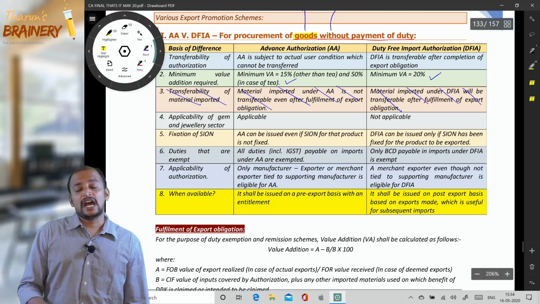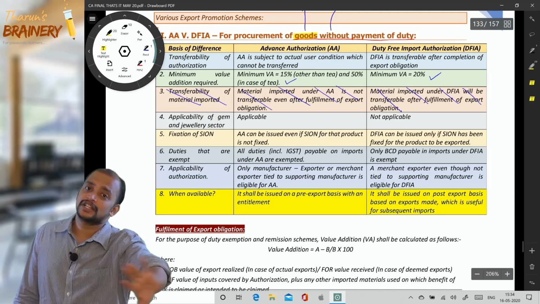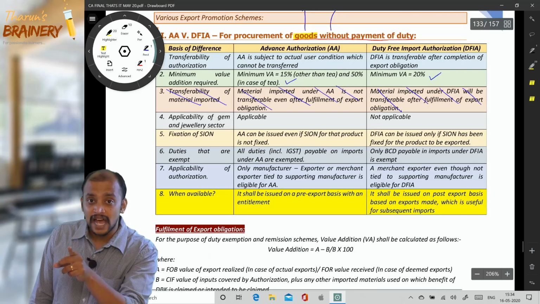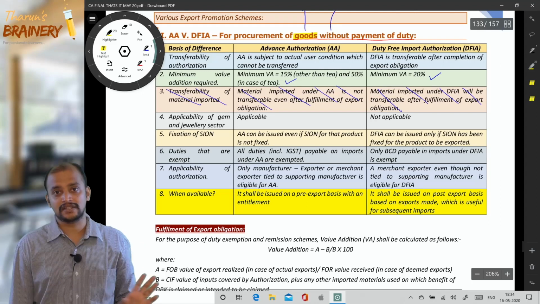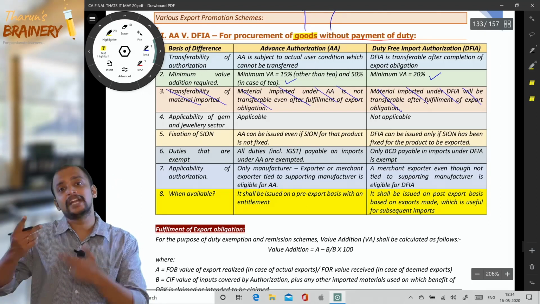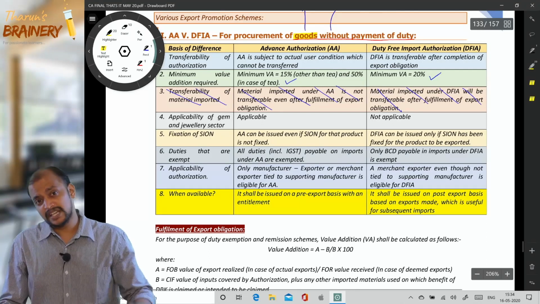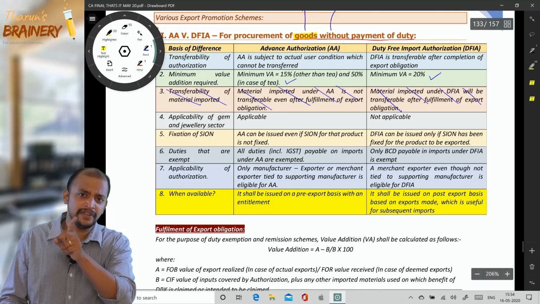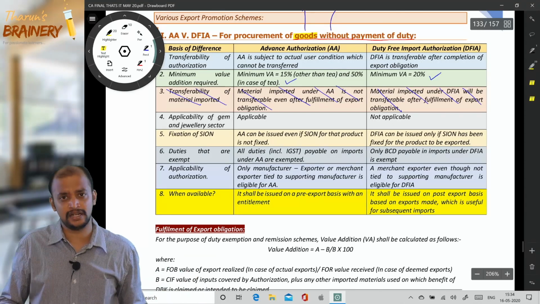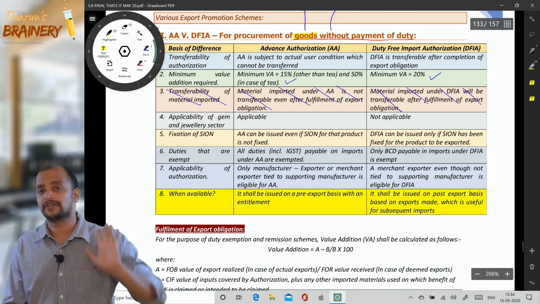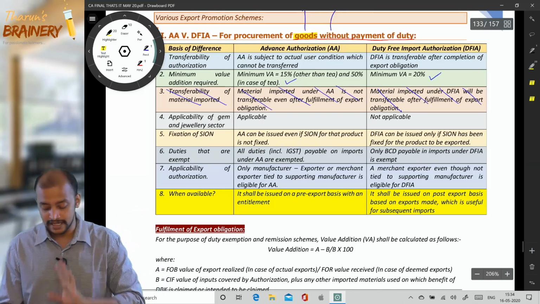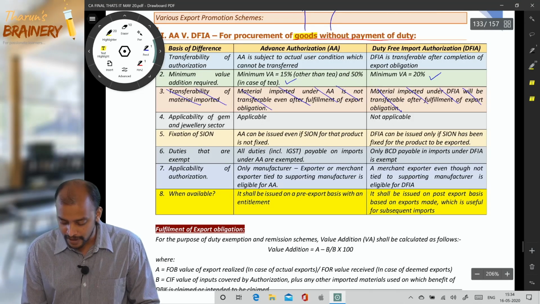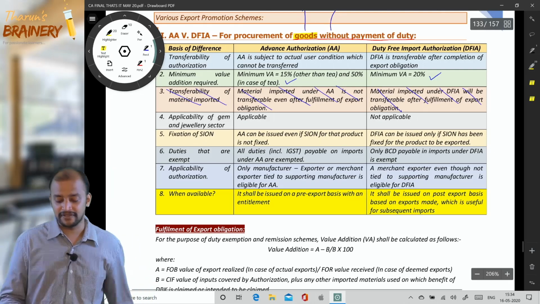Now, advance authorization will be given to a manufacturer exporter, and it will be given to a merchant exporter also, if he has an association with the supporting manufacturer. There should be some kind of joint venture. If the merchant exporter is independent, not having any association with the supporting manufacturer, then only DFIA can be given. AA will not be issued. A merchant exporter, even though not tied to a supporting manufacturer, is eligible for DFIA.